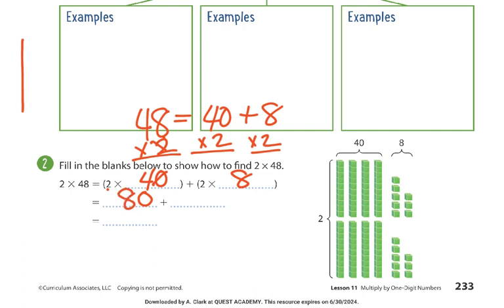2 times 4 is 8. 2 times 8 is 16. 80 plus 16 is 96. Let's go check our work.